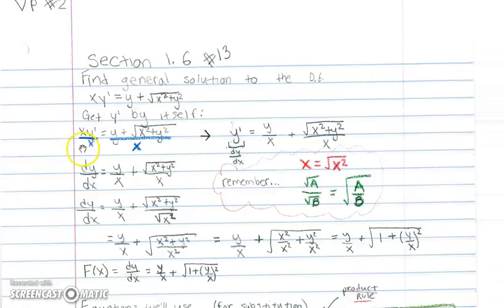So the first thing, as I said, is to divide both sides by x. As you can see, I did it there in blue just to make that step pretty clear. So after you divide both sides, you get y prime, or dy/dx, is equal to y over x plus the square root of x squared plus y squared over x.